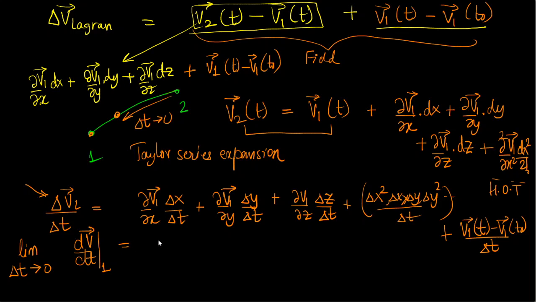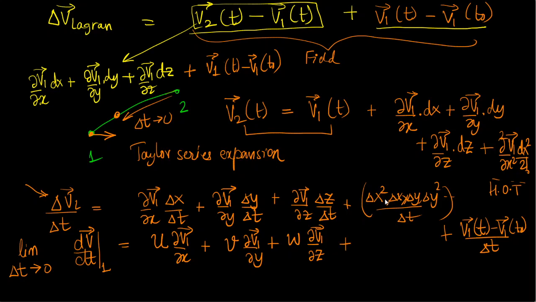But on the right hand side, what is delta x upon delta t in the limit? It will be the u velocity at point 1. So it will be u del v1 del x, plus delta y upon delta t in the limit delta t goes to 0 will be v del v1 del y, plus delta z upon delta t as delta t goes to 0 will be w del v1 upon del z.